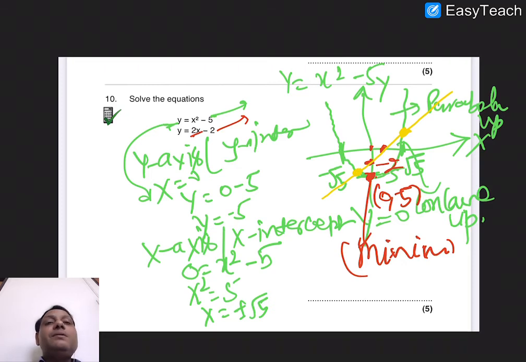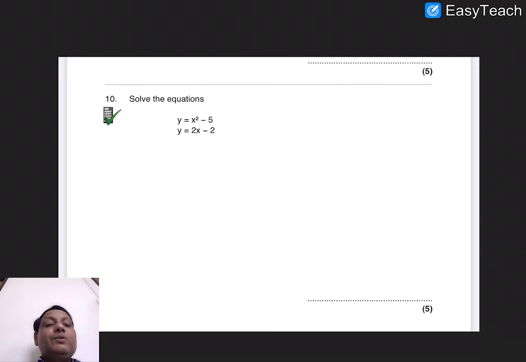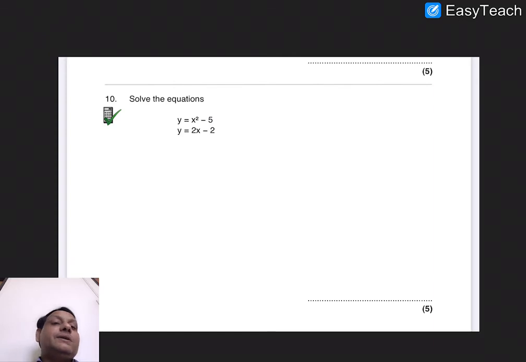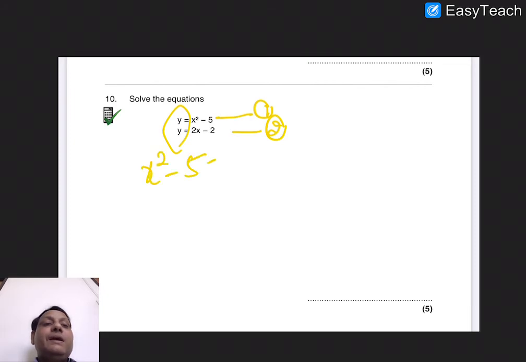So I'm clearing the ink here, and you all can get more space to see how it's going to work. Alright, so this is your equation number 1 and this is your equation number 2. Many times I told you, this is the transitivity rule also: if A is equal to B, and A is equal to C, then directly B is equal to C. So this is your equation number 1, this is your equation number 2, and both are y equal, so x square minus 5 is equal to 2x minus 2.